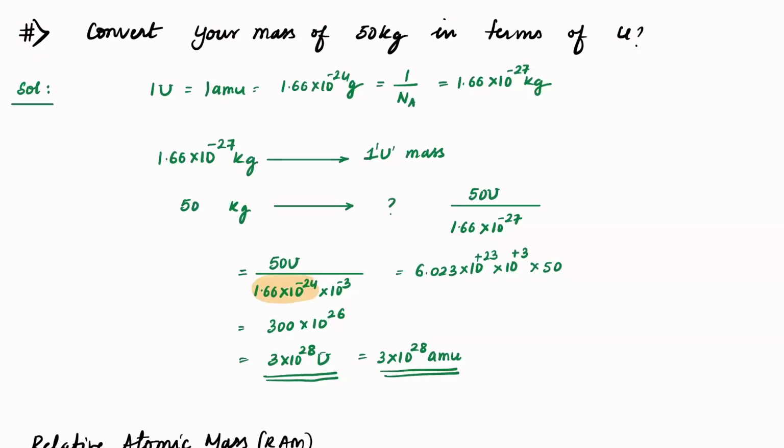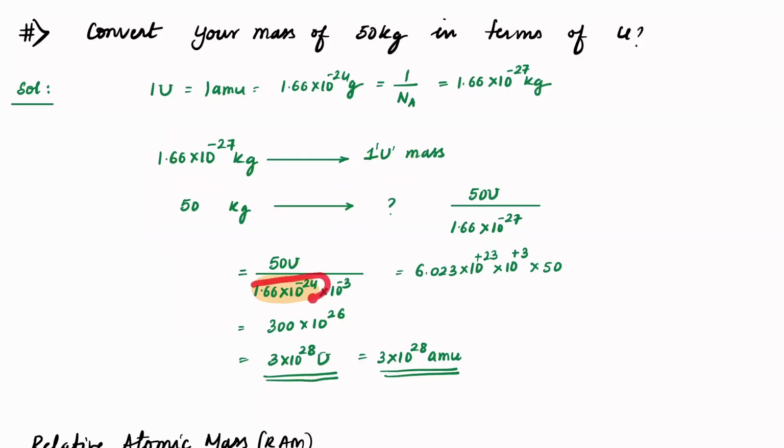I didn't quite get it after the 50U. Could you just explain it again? I said this much mass represents one unified mass of any substance, just one unified mass, correct? Then 50 kgs represent how much unified mass? This 50, 50 into 1u divided by this number, right? So that's what I have solved.